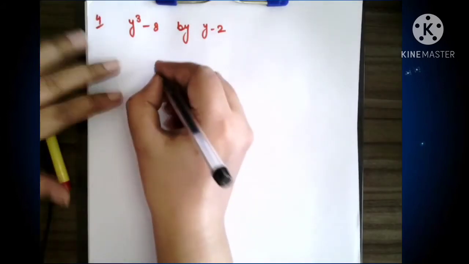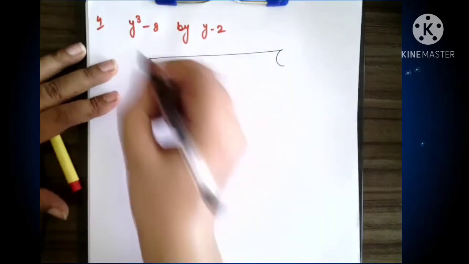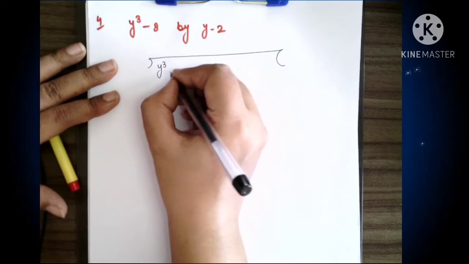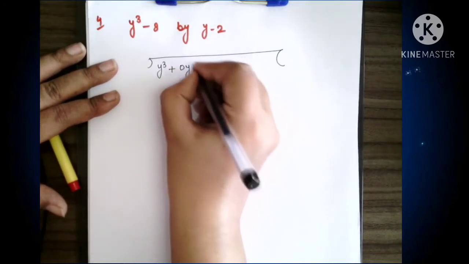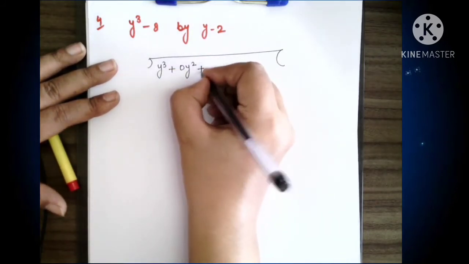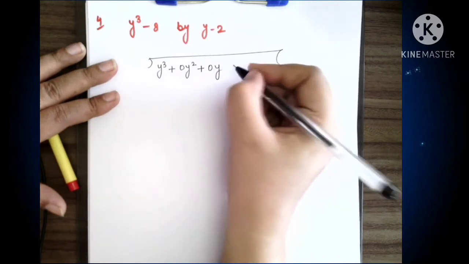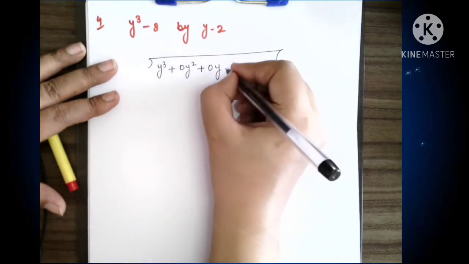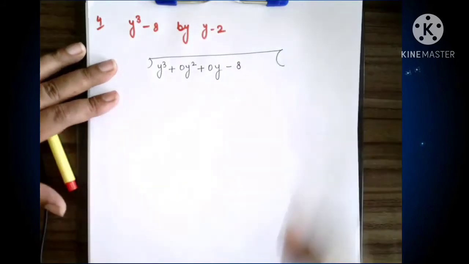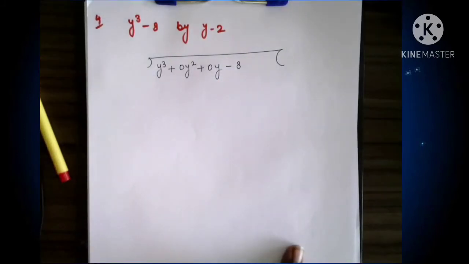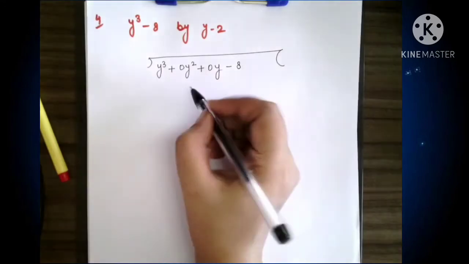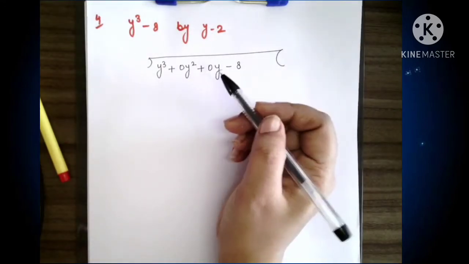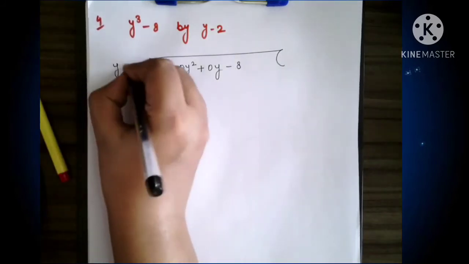You will see students, here terms are missing. Y cube. There is no term of square, so we write it as 0y square. As the term of y is missing, 0y. After that comes the constant. Y cube, y square, y, then we have the constant. Constant is there, minus 8. If any of the terms is missing, you will replace it by 0 with that power. So it is your y minus 2.